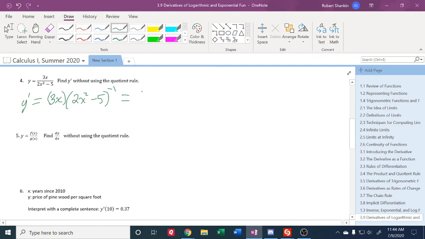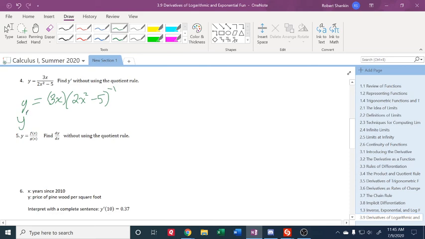So it's the first. Hold it. I made the classic mistake. This is not y prime. That's y. Oh, let's keep my eraser here. So now let's go to y prime.